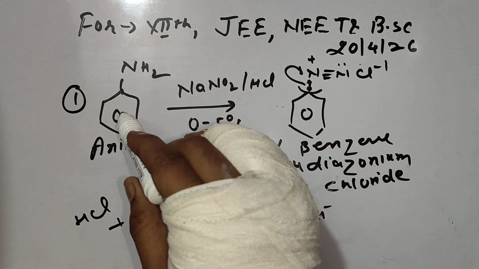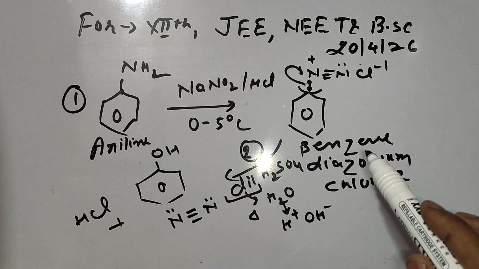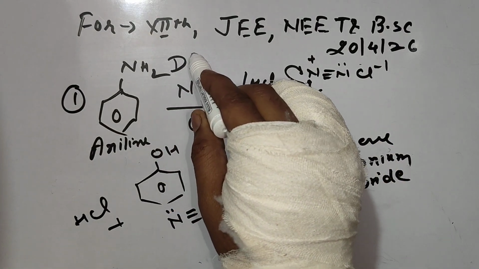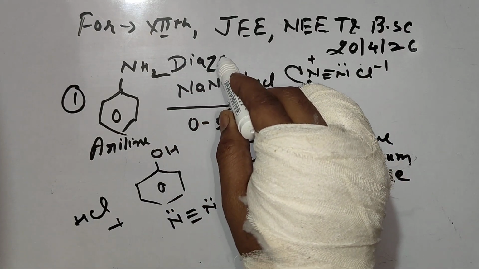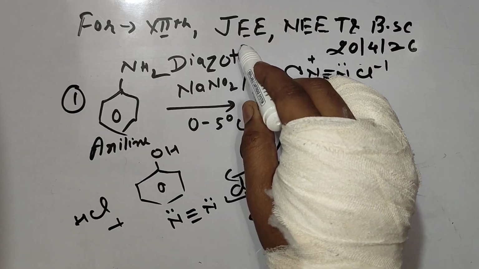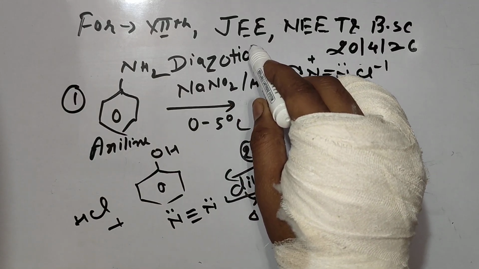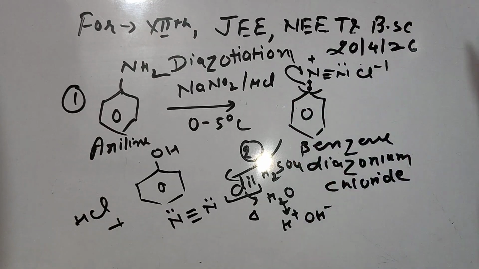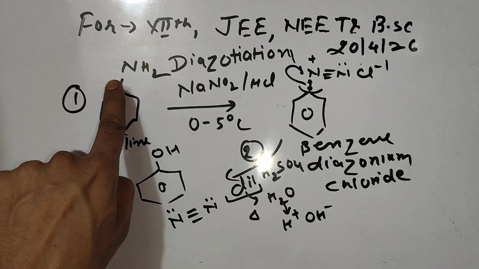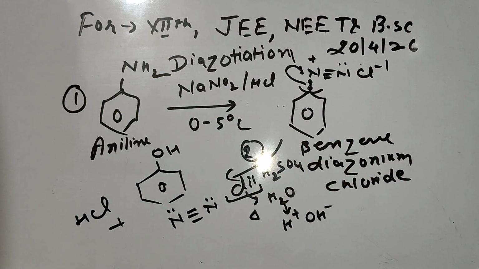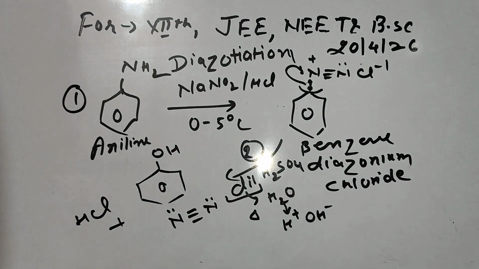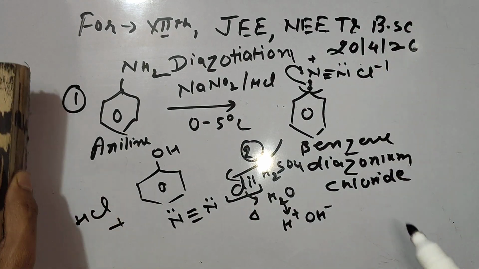That reaction, aniline to benzene diazonium chloride, has a special name. We call it the diazotization reaction. It's a named reaction, diazotization reaction. So from here to here, I'm not going to tell you any mechanism. From the second step, the mechanism is quite easy. Let's write it down.